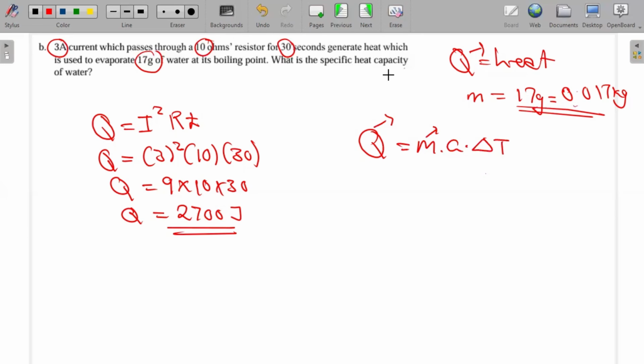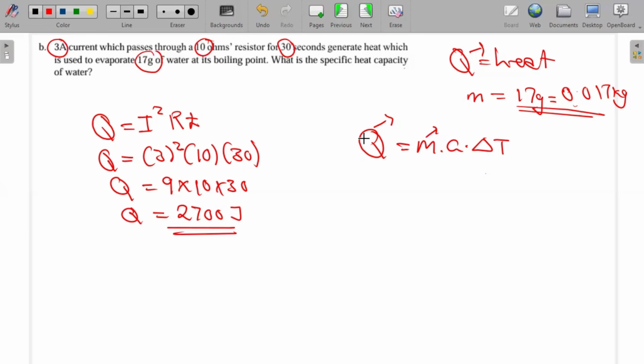They've told us we should calculate what? We should calculate the specific heat capacity. So what are we going to do here? What do you think we'll do here? Make C the subject of the formula.